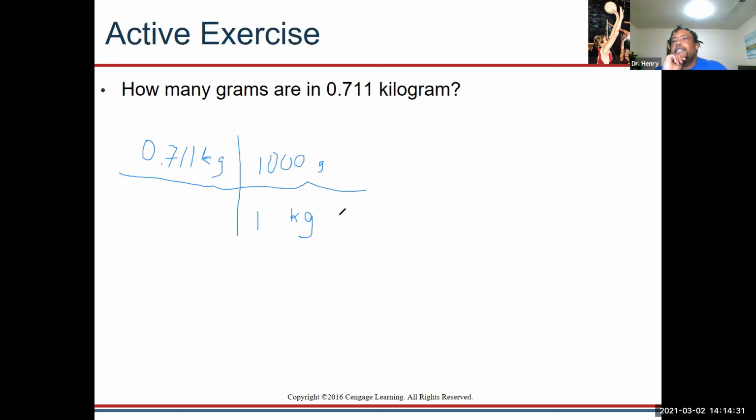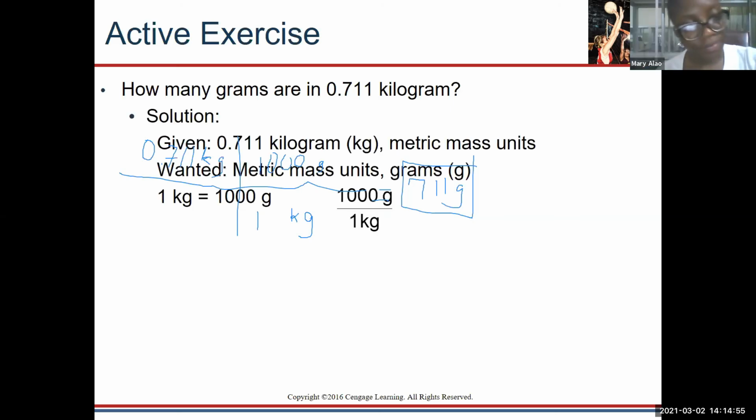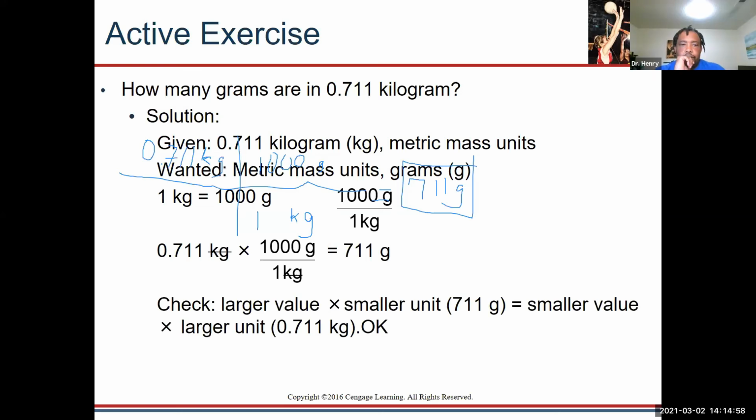Okay. Thank you, Christina and Mary. So then all we need to do, that's 1, 2, 3 zeros, so I can just move my decimal point over 3 places. 1, 2, 3. So then we get 711 grams. Piece of cake? Yes. Okay, good.